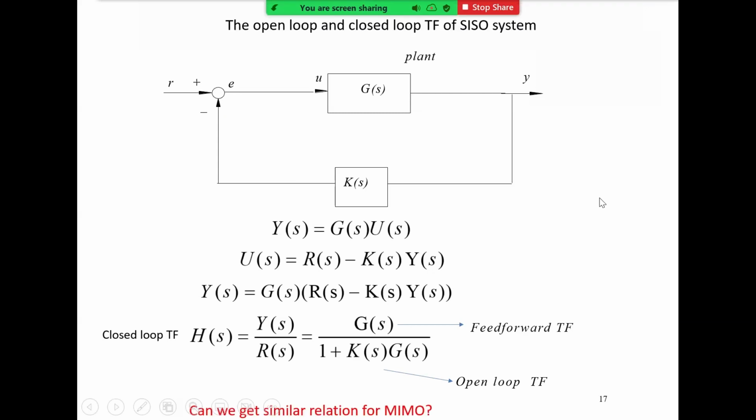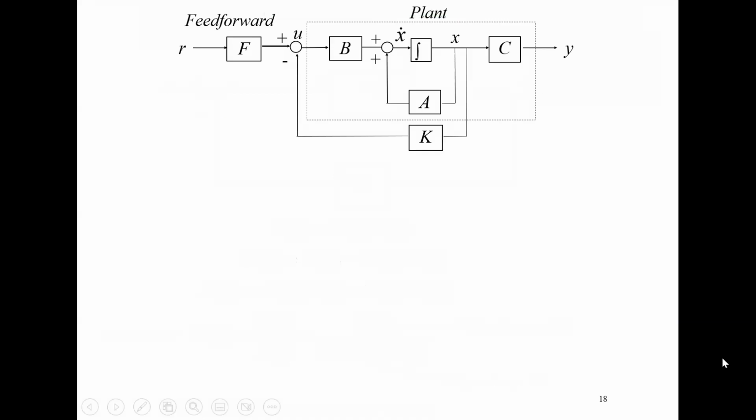Okay, then can we get a similar formula for the multiple input and multiple output system? Okay, let's try to do that. So here is a multiple input and multiple output system, so now we use matrices. X is a vector now, right? So we say X dot equals A times X plus B times U. This is how we get the block diagram. From C times X, you get Y.